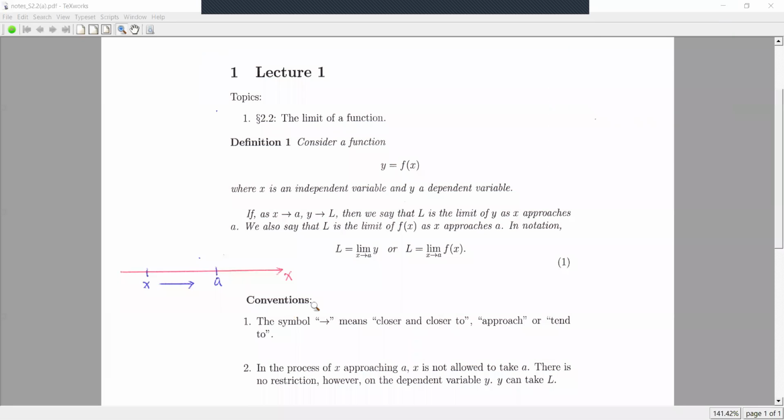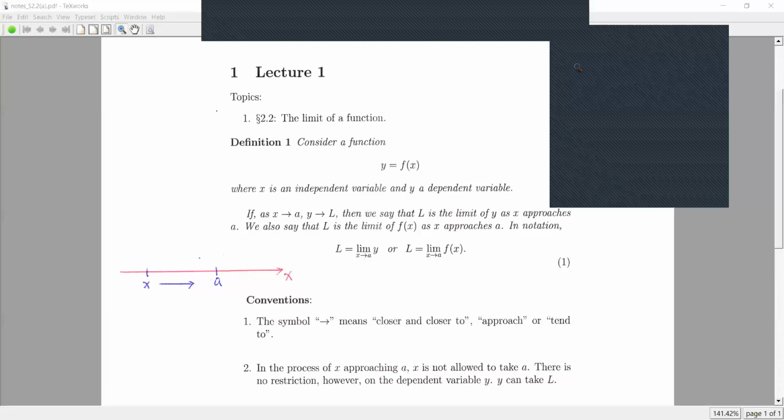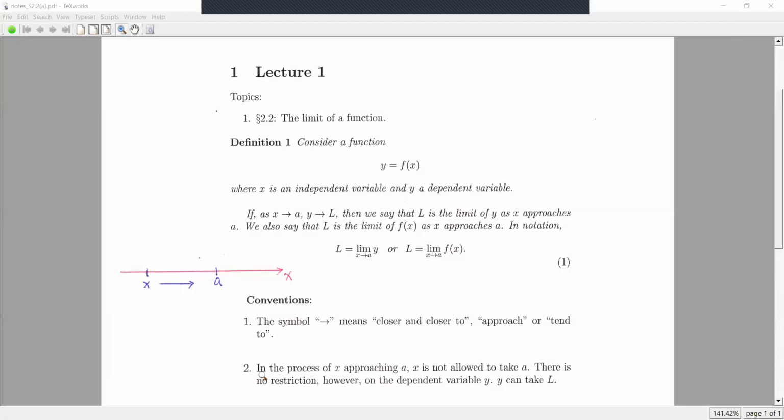Here are some conventions about this definition. In the definition, this symbol means closer and closer to, approach, or tend to. Convention 2. In the process of x approaching A, x is not allowed to take the point A directly. There is no restriction, however, on the dependent variable y. In the process of y approaching L, y can take L.